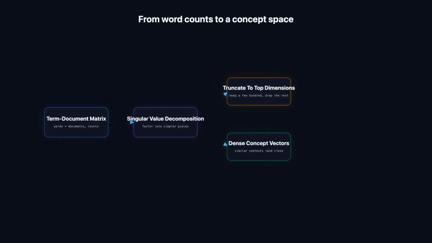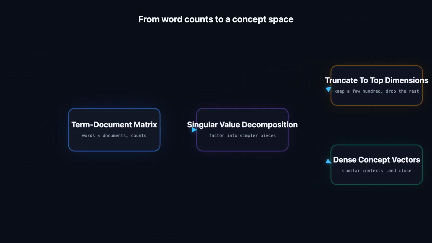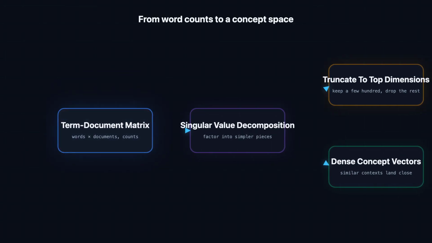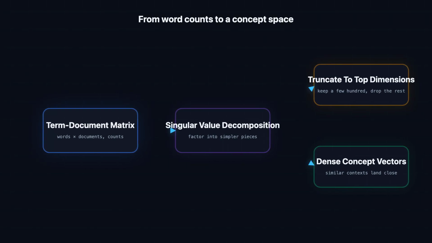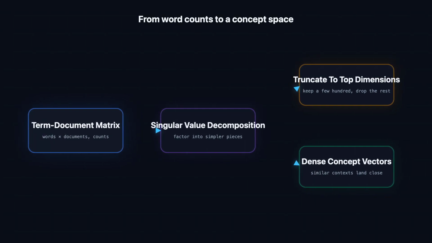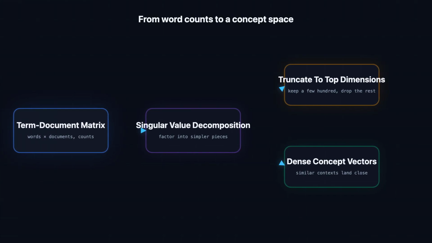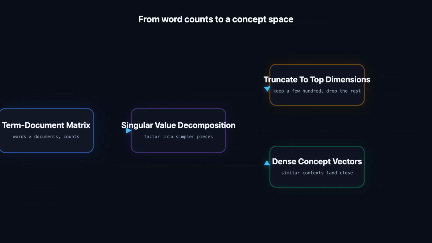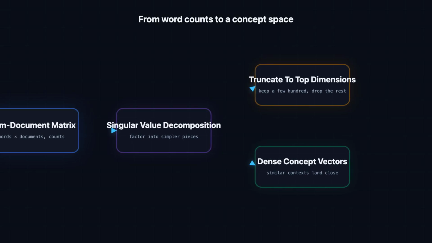The method has a clean four-step shape. Let's follow a collection of documents through it. Start by building a big table. Rows are words, columns are documents, and each cell holds a count or a weighted score for how often that word shows up. This table is enormous, mostly zeros, and pretty noisy, but it captures who uses which words where. Everything LSA does begins from this one raw picture of the collection.